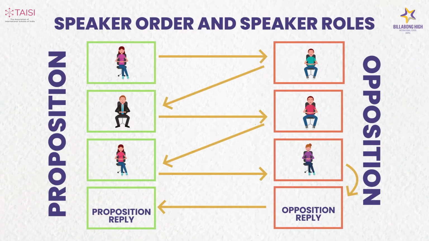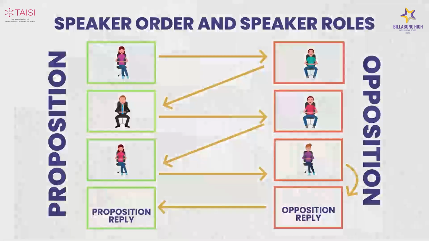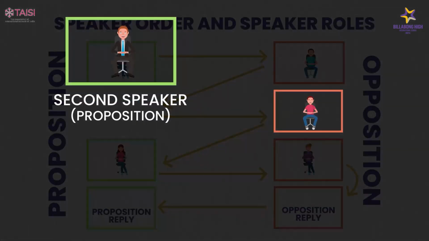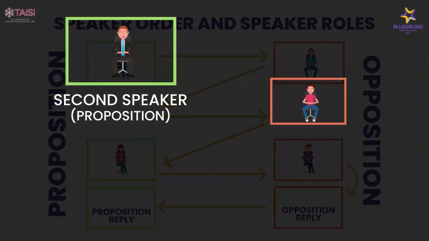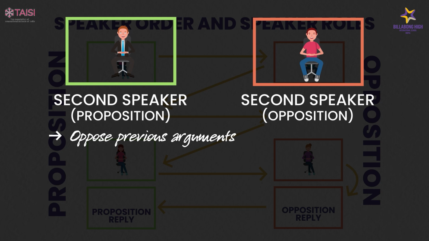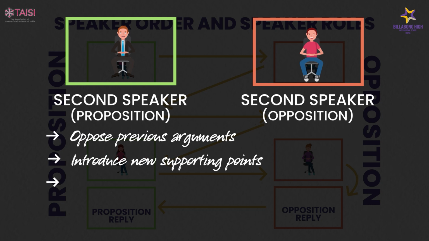After the first speakers of the two teams have set up the debate and established their stance, the debate continues to move on to the second speakers. The next speaker to speak is the second speaker of the proposition, followed by the second speaker of the opposition. The second speakers of both teams perform similar roles. They are both responsible for the following for their respective teams. They will rebut their previous speakers' arguments and introduce new supporting points for their sides respectively.